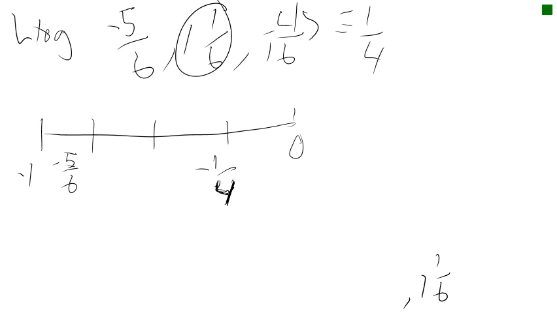So in this case, we're going least to greatest. Our least is going to be -5/6. Our middle is going to be -1/4, or a quarter. And that's that.